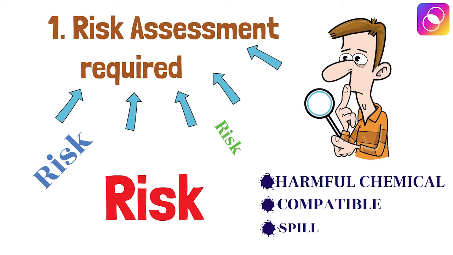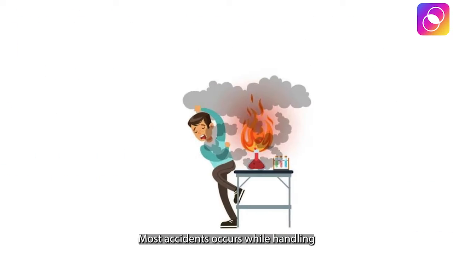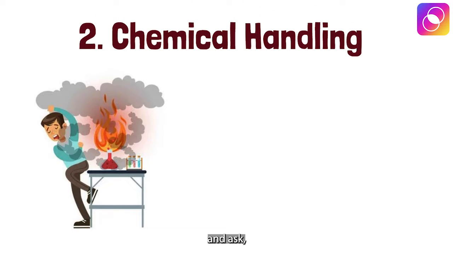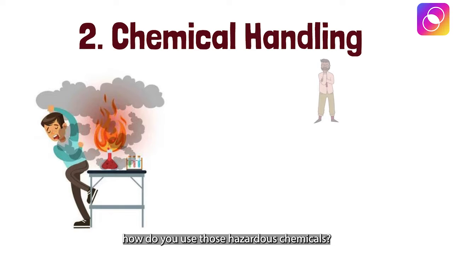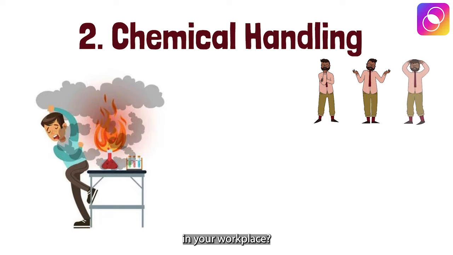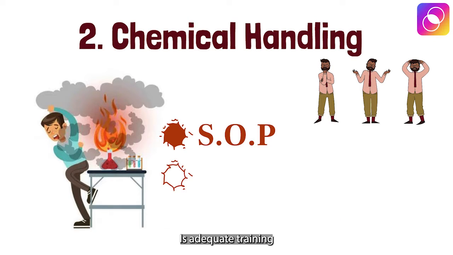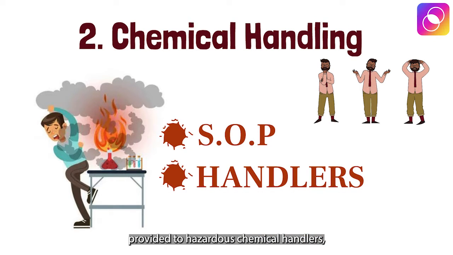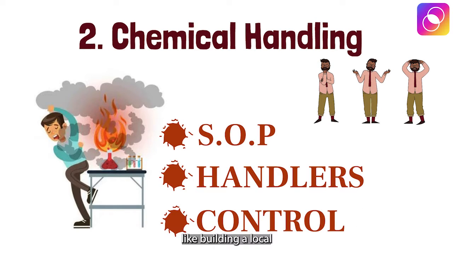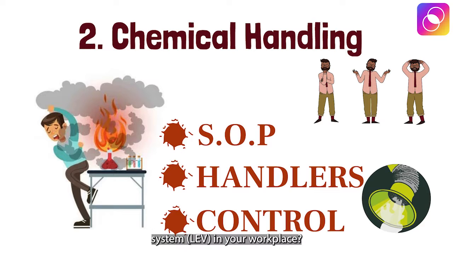And others. Most accidents occur while handling hazardous chemicals, so you need to look at the work process and ask, how do you use those hazardous chemicals? And by using it, you also need to consider how you will control it in your workplace. Do you need to provide safe operating procedures? Is adequate training provided to hazardous chemical handlers? Or do you need more detailed controls like building a local exhaust ventilation system (LEV) in your workplace?